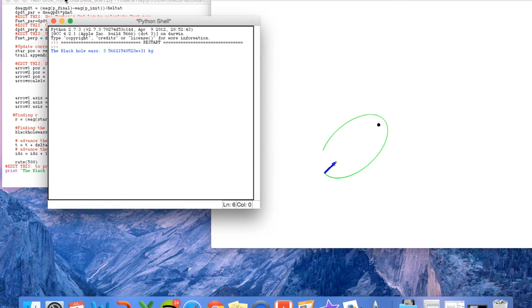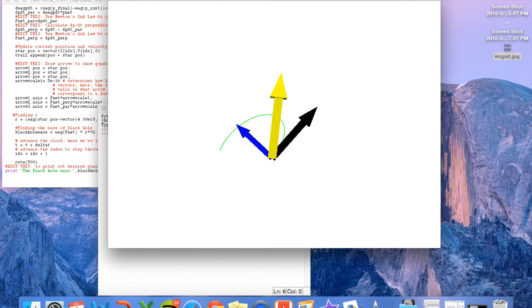The visual also displays the components of forces acting upon the star along its trajectory. The blue arrow represents the perpendicular component of the net force on the star, the black arrows the parallel component, and the yellow arrows represent the total net force on the star. Physically, this makes sense because the total net force in this case is solely due to the gravitational force on the star due to the black hole.